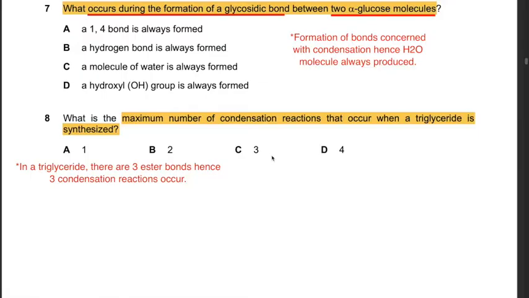If you look at answer C, a molecule of water is always formed. That is correct because formation of bonds is related to condensation reactions, and in condensation you would get a water molecule being produced. Therefore, answer C is the correct choice. Let's look at answer B. A hydrogen bond is always formed. Well, that is also incorrect because in glycosidic bonds, hydrogen bonds are not involved. Let's look at A. A 1,4 bond is always formed. That is also incorrect because between two alpha glucose molecules, a 1,6 bond could also be formed. Therefore, A is incorrect, leaving us with the answer being C.